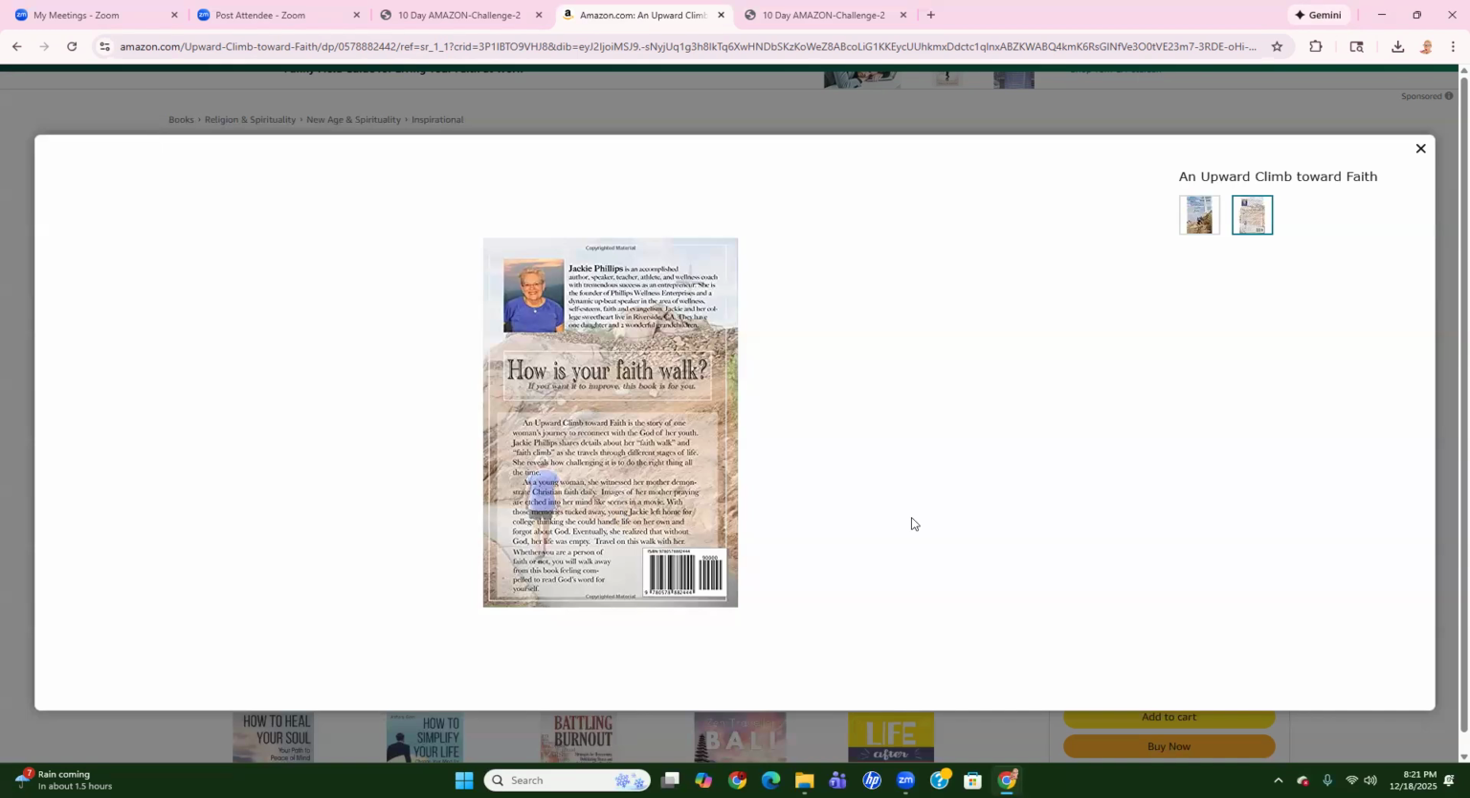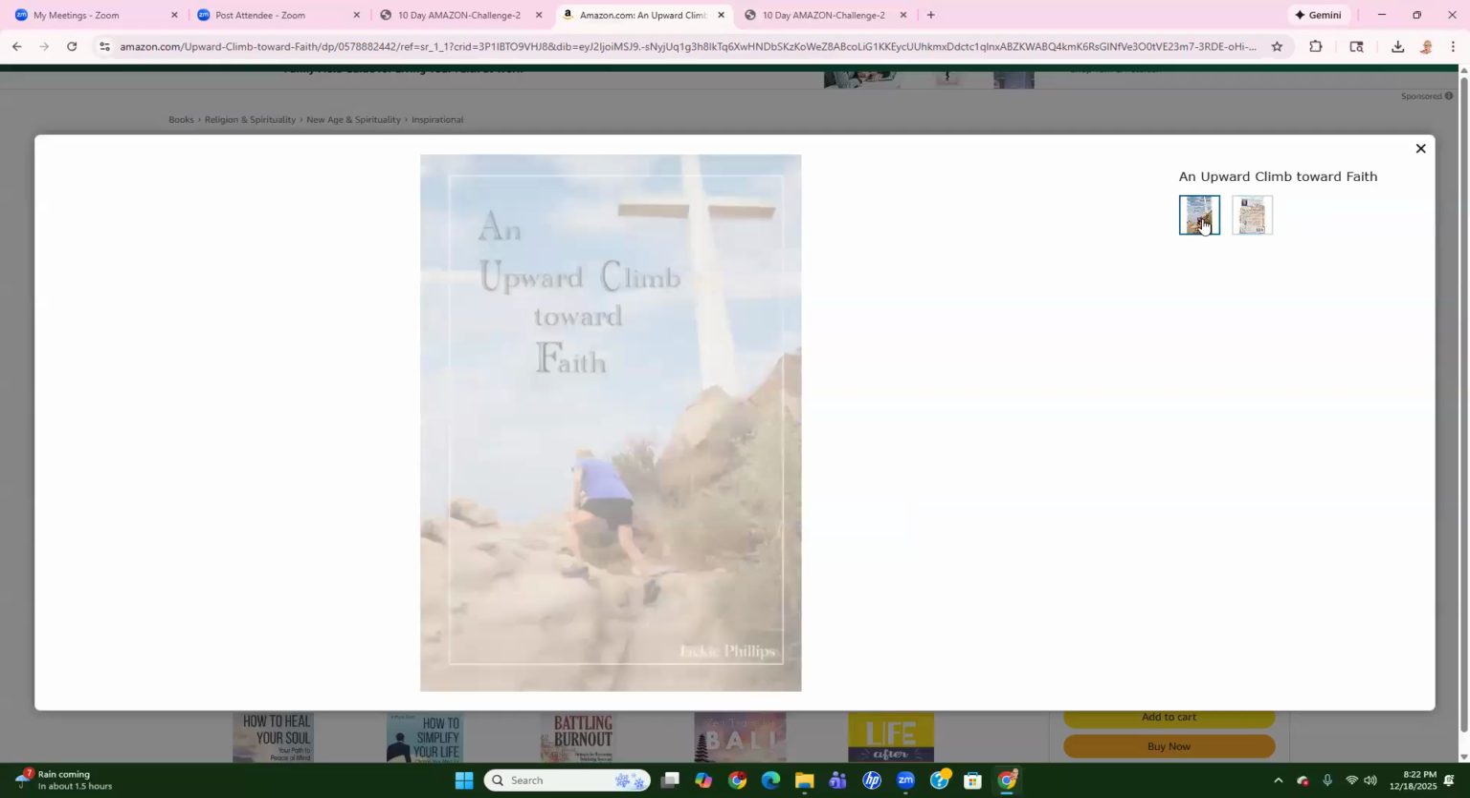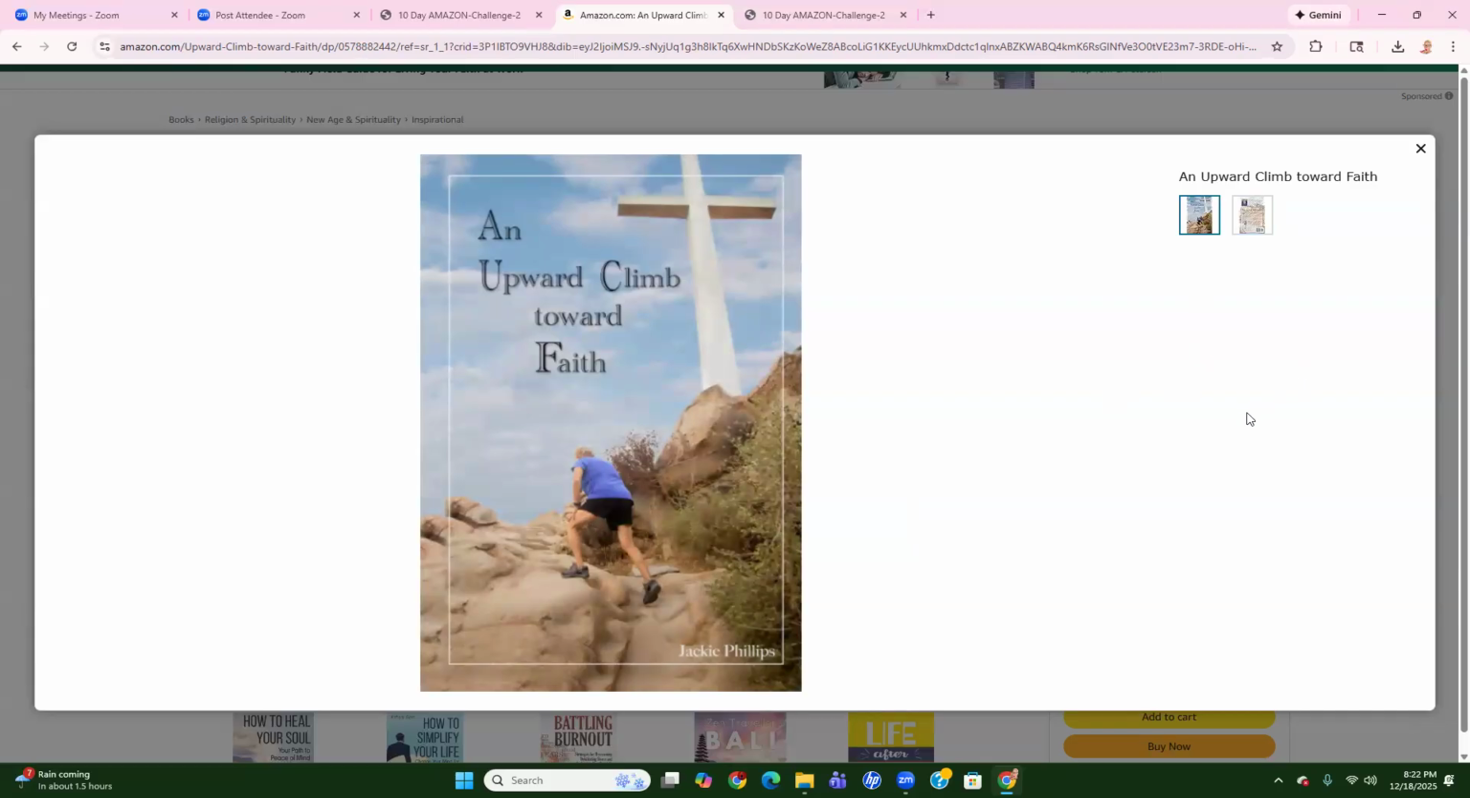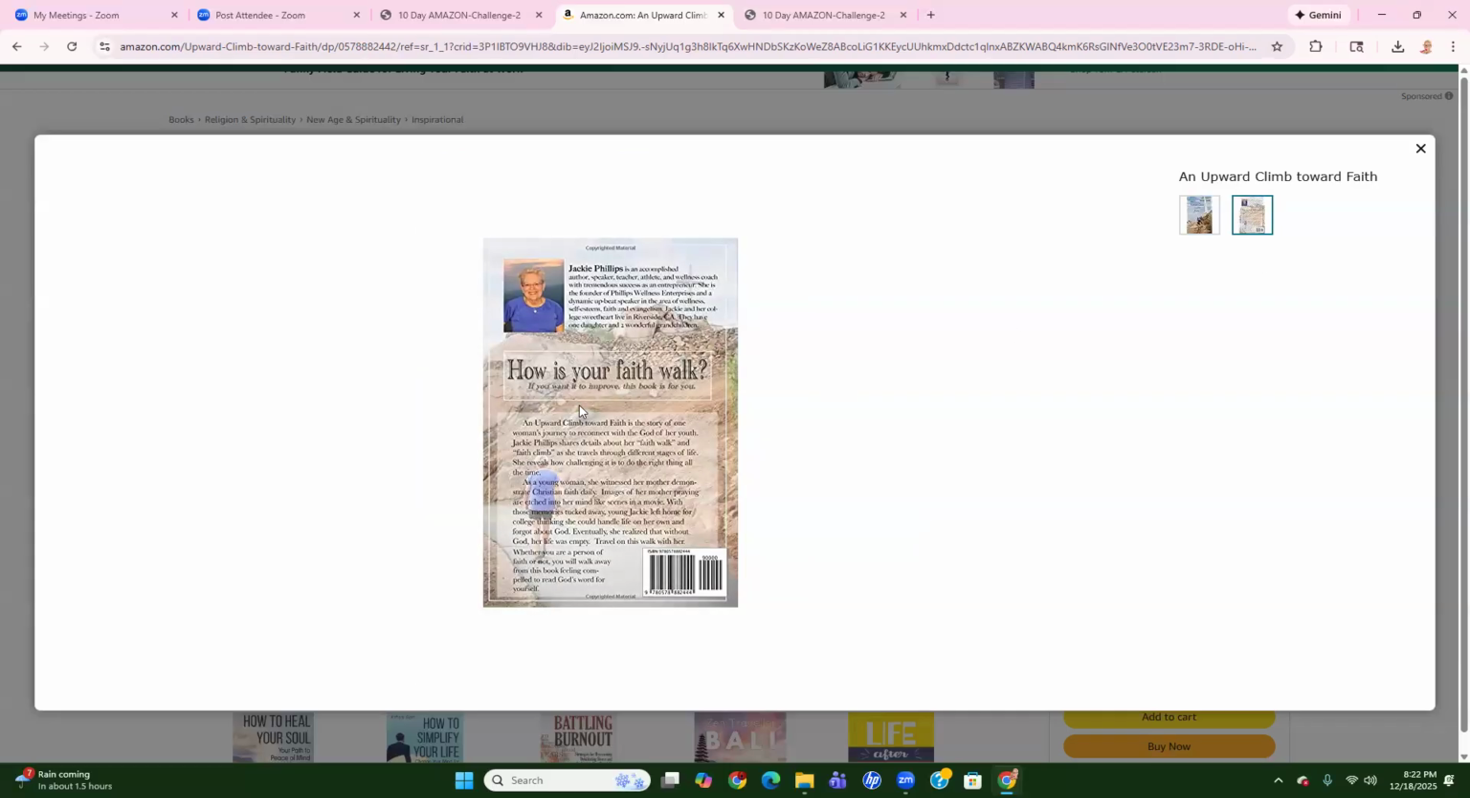Whether you are a person of faith or not, you will walk away from this book feeling compelled to read God's word for yourself. Now, one of the things that happened to me while I was helping her edit this book is my faith walk became stronger because I was reading through her chapters and she had lots of scripture. I was talking to her about it and we were sharing and it almost turned into a Bible study.